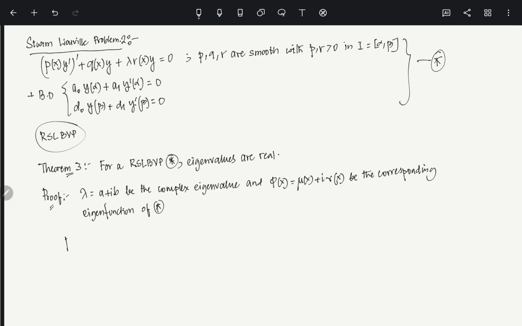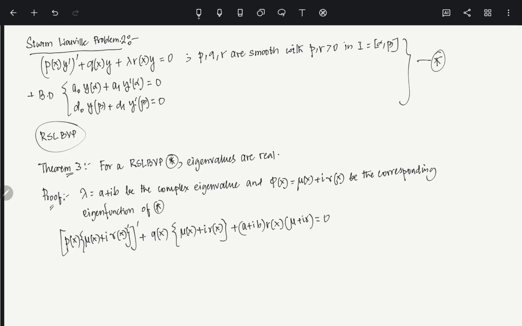So what does it mean? It means p(x) times (μ(x) plus iγ(x)), derivative of that, and then the derivative of this again, plus q(x) times (μ(x) plus iγ(x)), plus (a plus ib) λ r(x), and then (μ plus iγ). This is equal to 0.